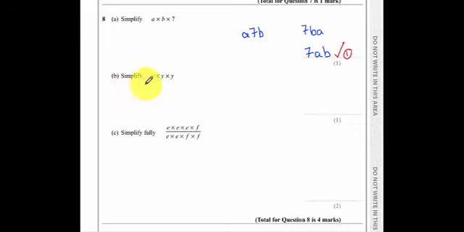Part B, simplify y times y times y. So we can leave the times signs out and you could write yyy. Now that wouldn't get you the full marks because if you're multiplying the same letter or number with itself, we use our powers. And because there are 3 y's being multiplied together, we write y to the power of 3, and that's the only way of getting this mark.